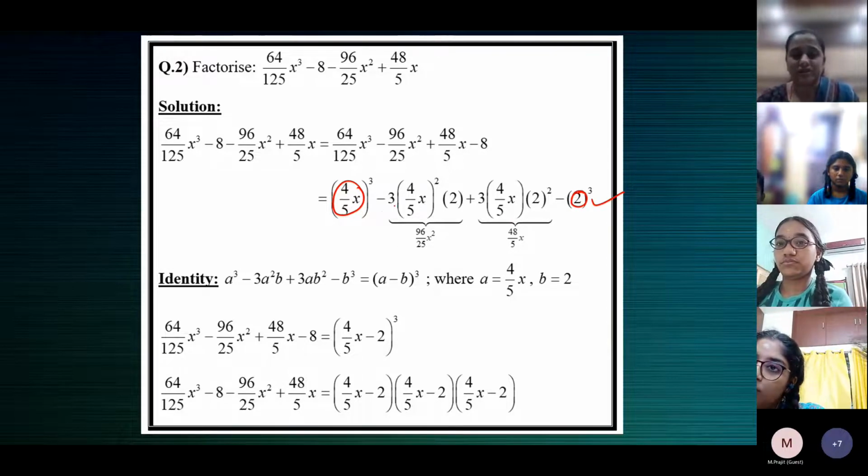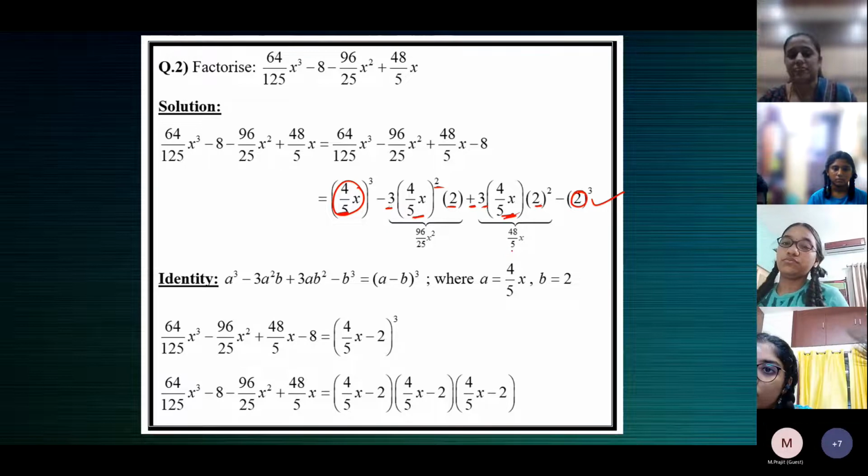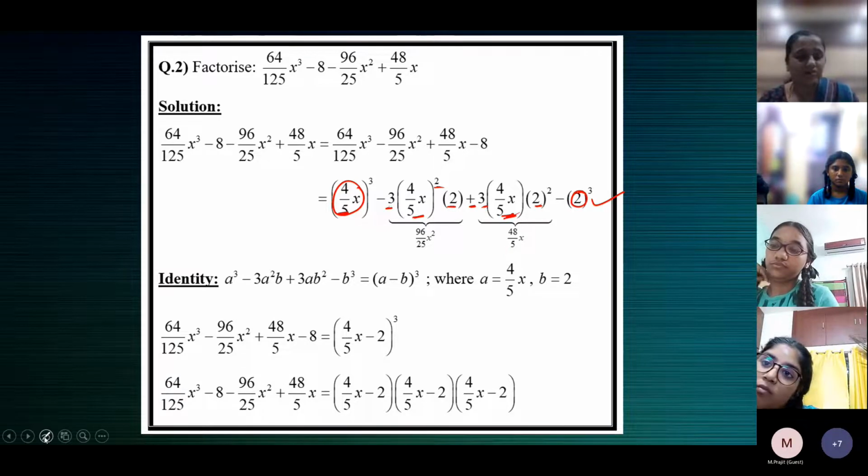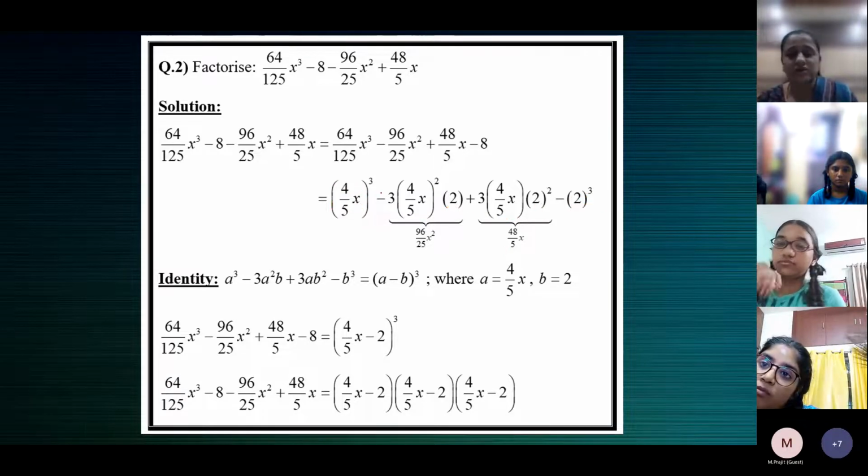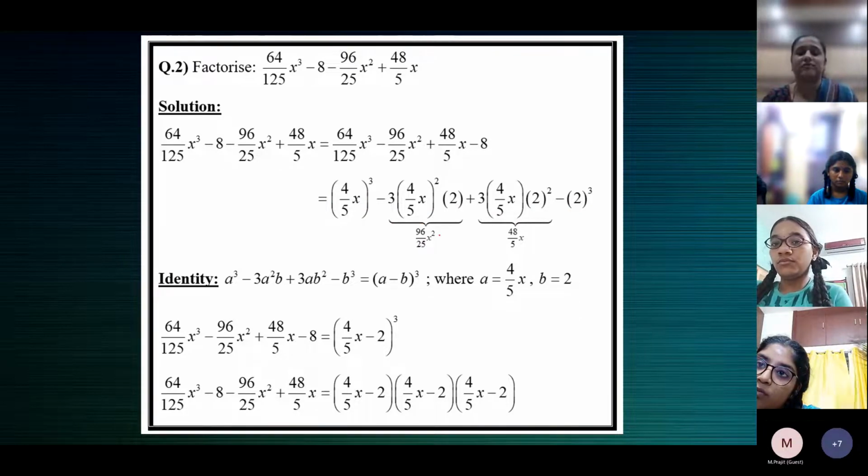So now complete this. 3a square b, from the identity, you will have to write 3 times a square b plus 3a b square. See, this is a, right? And b square. Now, when you work this out, you can see the bracket below. You will get 96 by 25 x square, and when you work this, it will be 48 by 5x.